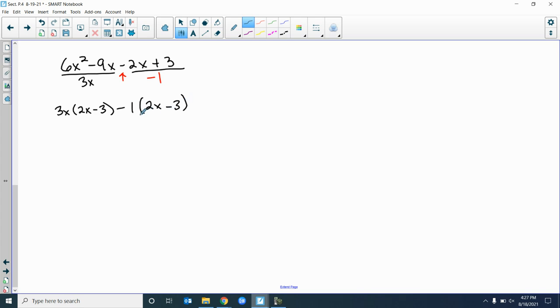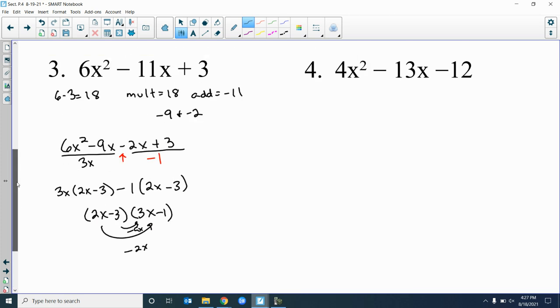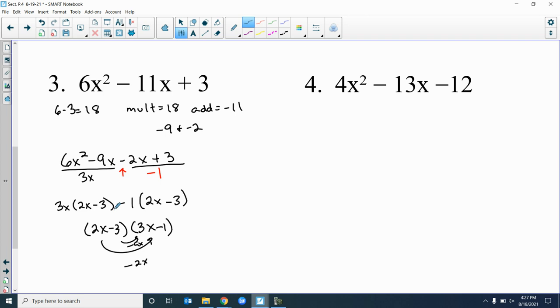Okay, so now as long as I have this, using that negative 1 allows my two groups to match up. So now I got 2x minus 3 and 3x minus 1. Okay, so 2x minus 3 times 3x minus 1. If I FOIL, I check the outer, it gives me negative 2x. I check the inner, it gives me negative 9x. That gives me negative 11x. Okay.